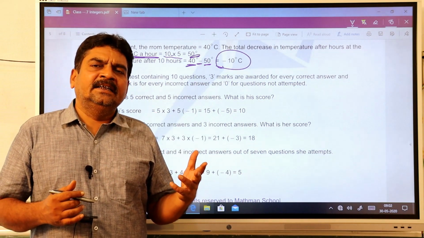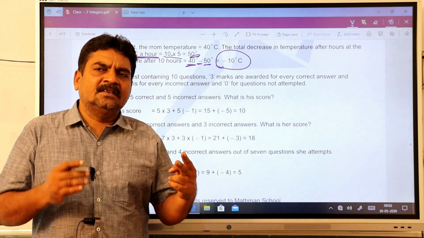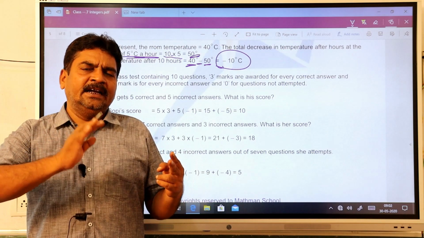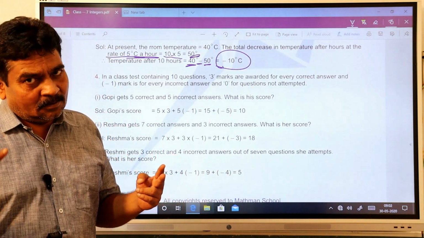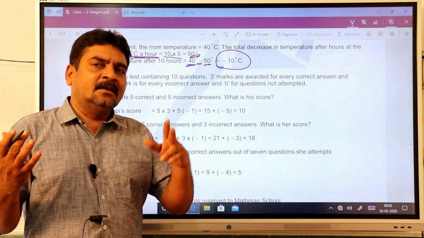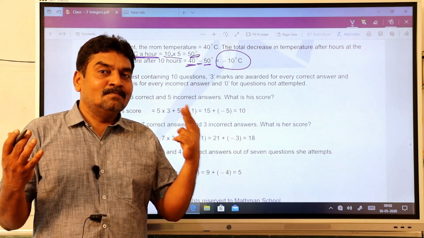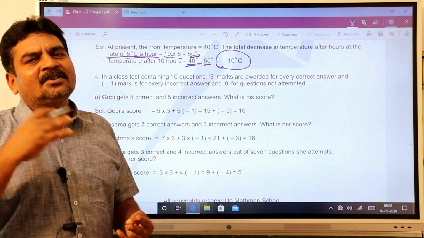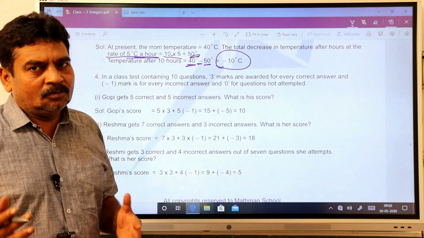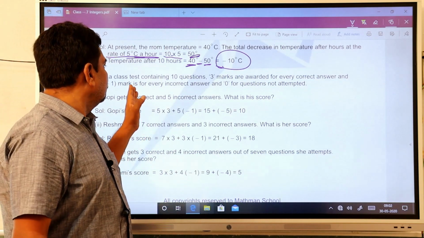Suppose you did 2 wrong answers and 8 correct answers. So 8 threes are 24 marks for your correct answers, and 2 wrong answers means minus 1 each, that is minus 2. So 24 minus 2 is how much? 22. So this is the explanation.